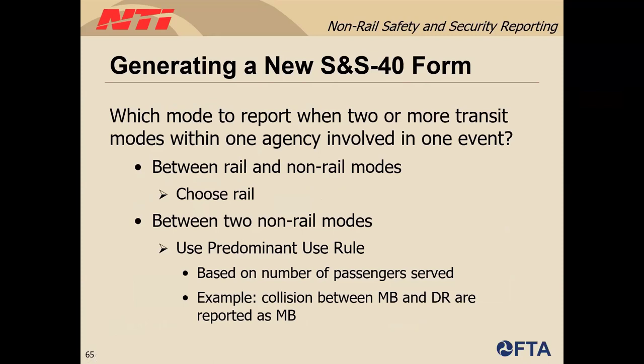If you have an event to report that includes two or more transit modes from your agency, how do you choose which mode to report under? If the event involved your rail mode and a non-rail mode, choose rail. For example, one of your light rail vehicle and one of your buses collide. Report the incident only once under the light rail mode. If the event is between two non-rail modes, use the predominant use rule, which is typically based on ridership. For example, if a bus and a paratransit vehicle collide, report the event under the bus mode since it has higher ridership.